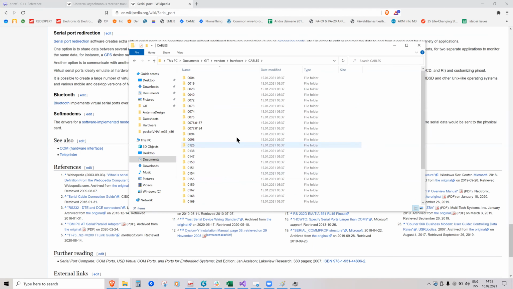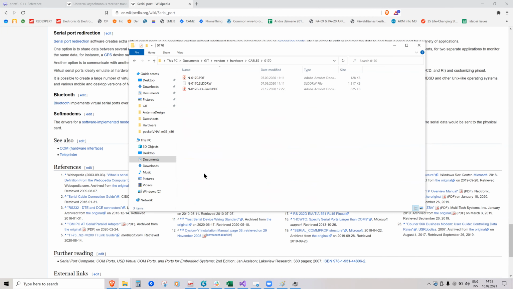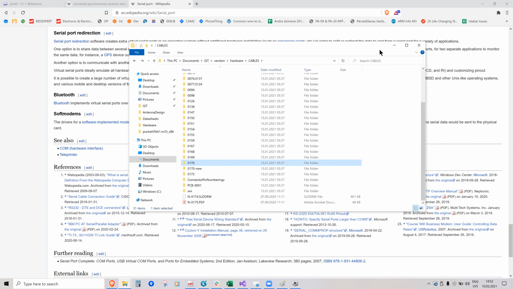And let's see which one it is. To 170 kiosk.